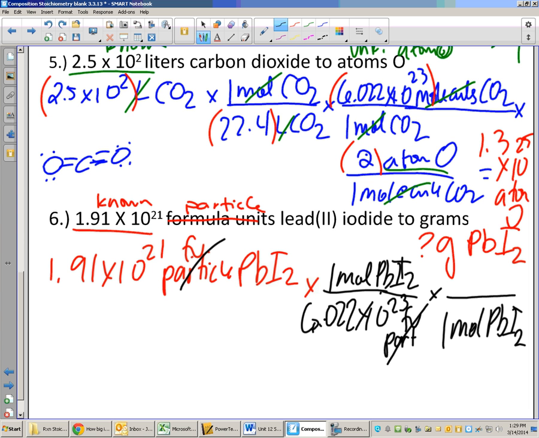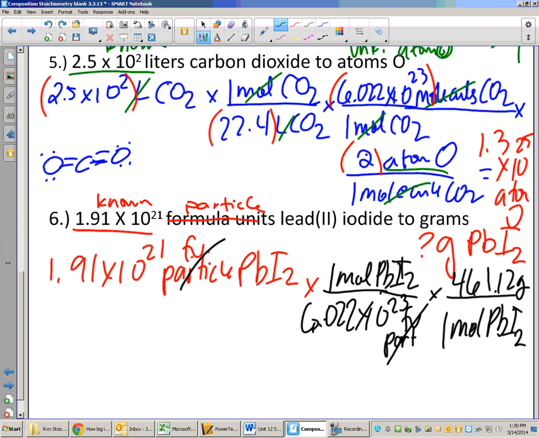Lead, which weighs 207, I think. Double check. Okay, plus iodine. Don't tell me. 131? 126. Darn. Okay, 2 times 126, whatever that is, plus 207. I got 461. Let's just do that, because I got the number for you if it was 461. So we got 461.12 grams.